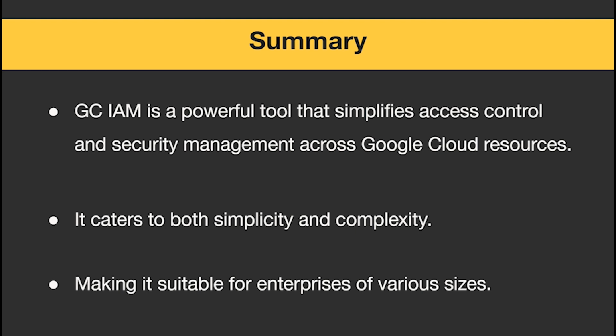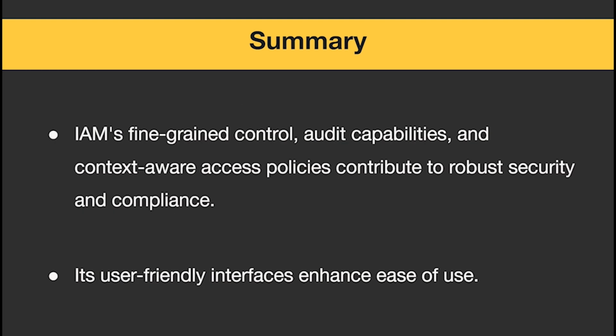IAM is Identity and Access Management, and it helps to secure your infrastructure by providing the right security access to your clients. It caters to both simplicity and complexity, which makes it suitable for enterprises of various sizes, from 1 user to 5,000 users. The fine grain control provides you the authorization and access for who can do what. Like user 1 can write to the machine, user 2 can only read the machine. This is the fine grain access control. The user friendly interface enhances ease of use.